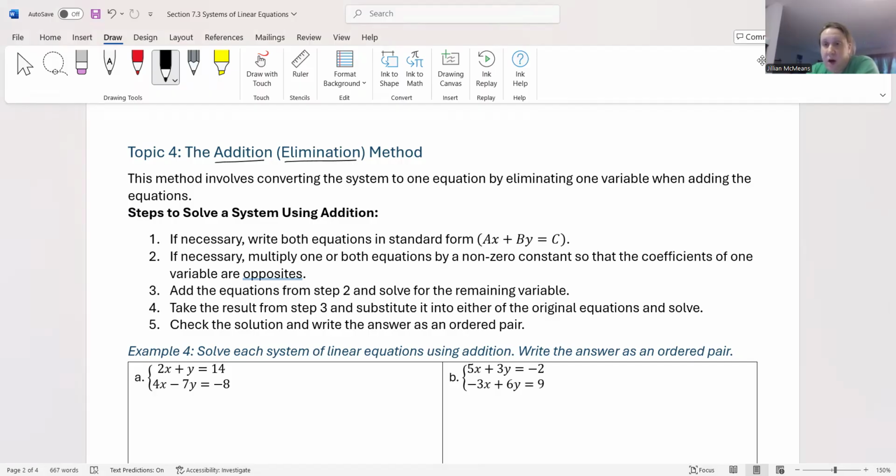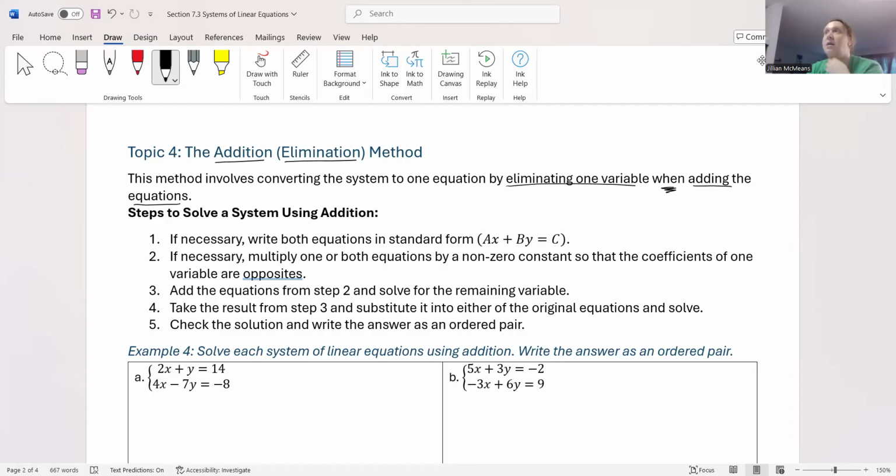Now, this method involves converting the system to one equation by eliminating one variable when adding the equations. That is a lot. So we're eliminating one variable when adding the equations. That's why this is called the addition method. This is sometimes called the elimination method because you're eliminating a variable when you add the equations.